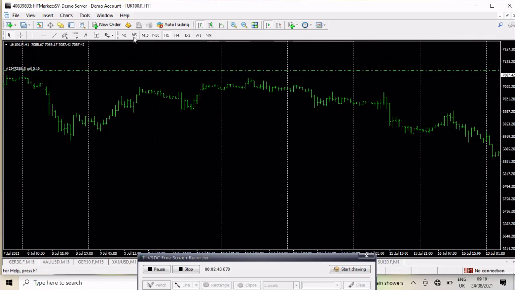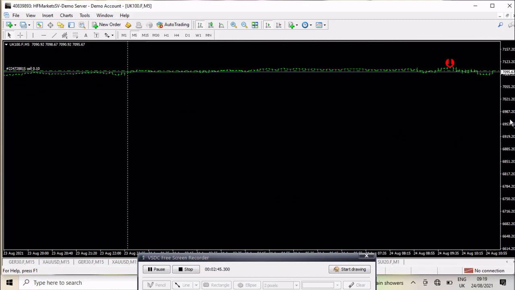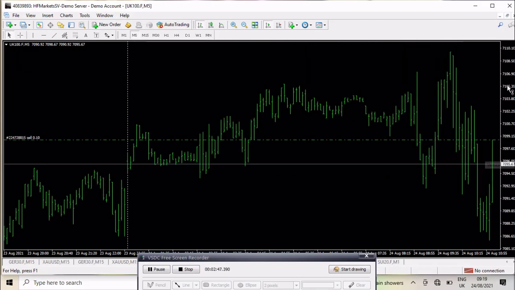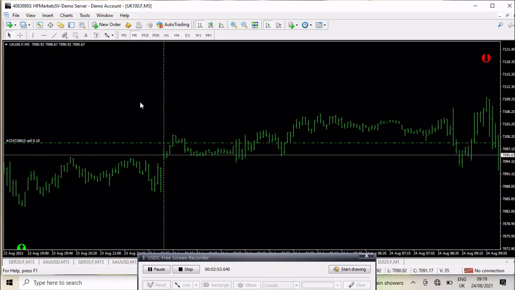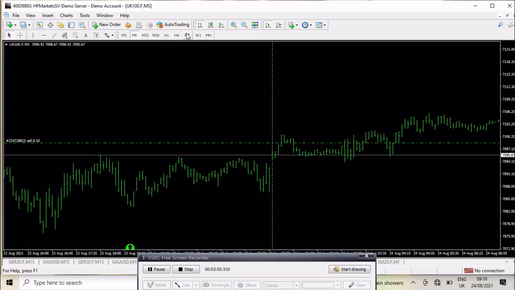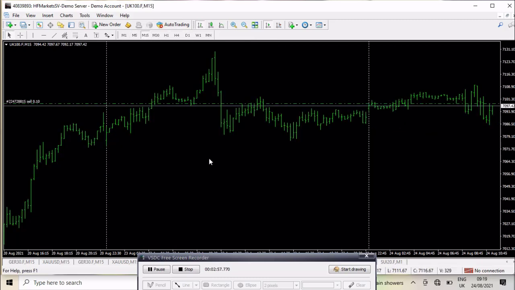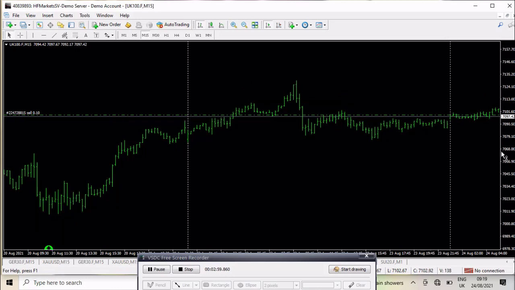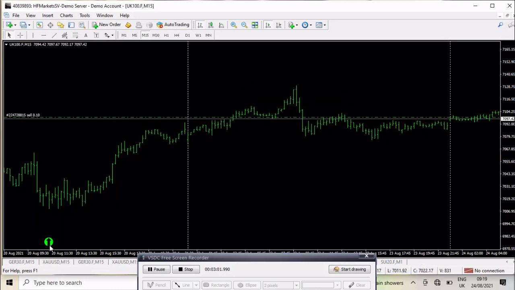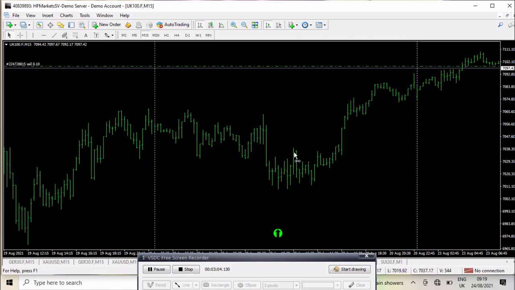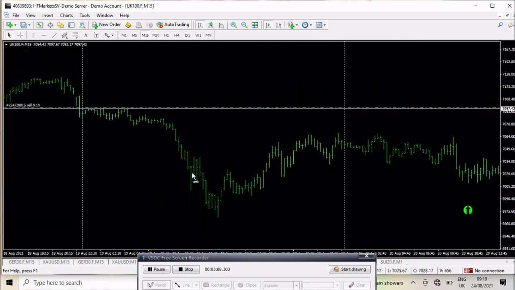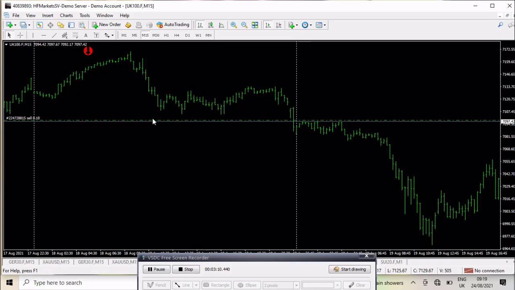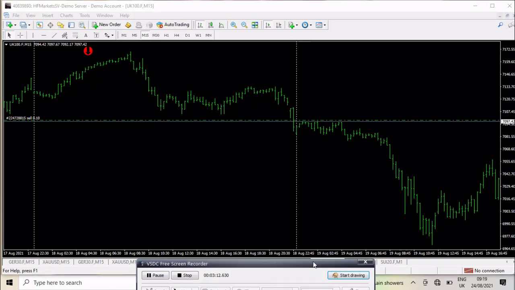So this is 1 hour. Let's check 5 minutes. And yes, 5 minutes. We have a signal here, and that's why I picked this trade in the first place. And yes, another buy. This is 15-minute time frame. We have one buy here. So yes, another sell.